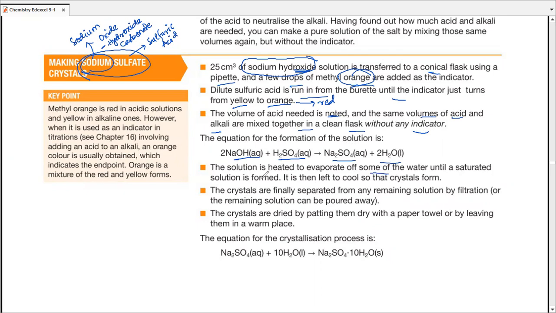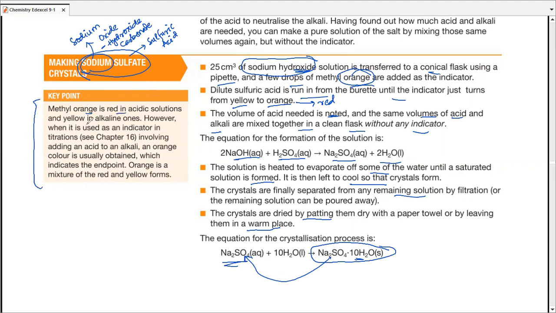Evaporate some of the water, form a saturated solution, allow it to cool until crystals form, separate those crystals, and then let them dry by leaving them in a warm place. Your process is complete. Again, this is also a salt which has water of crystallization present in it. So if you're going to evaporate it to dryness, you might end up with an anhydrous salt, which is not really what you require.